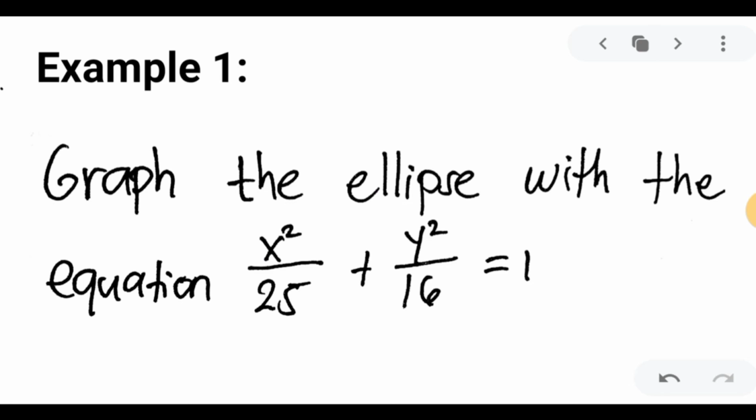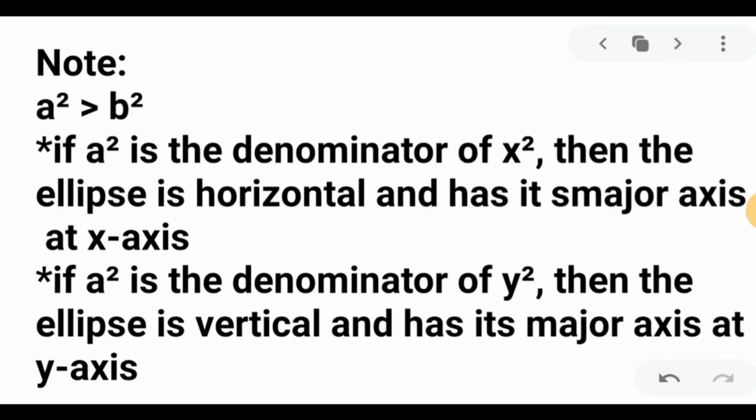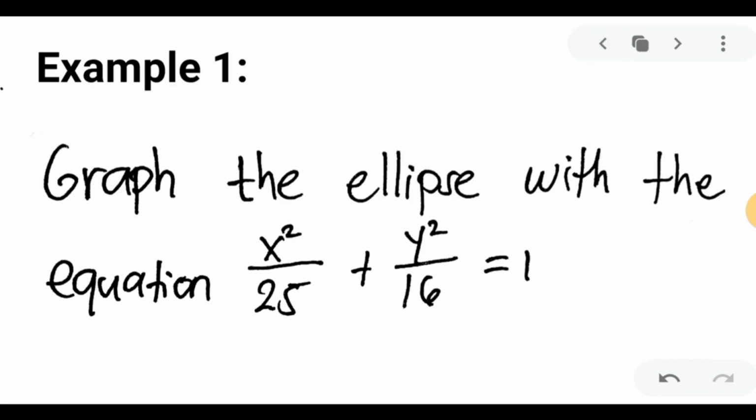For our step 1, we have to determine the type of ellipse and its major axis by considering the value of a squared. Take note that a squared is always greater than b squared. From this example, which of the following is a squared? Again, a squared is always the greater one. So therefore, the 25 here is our a squared and the 16 here is our b squared.